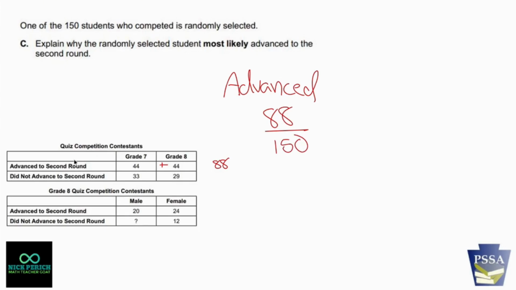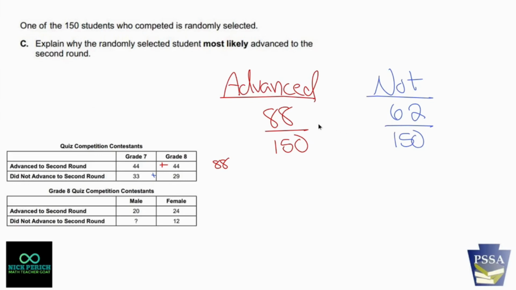Now, the kids that did not advance are going to be 33 plus 29, which is 62. 62 out of 150. So as you can see, there are a lot more kids who advanced than didn't advance. So why would a randomly selected student most likely advance to the second round? Well, we can simply answer that the student most likely advanced to the second round because more than half of the students who competed advanced to the second round.